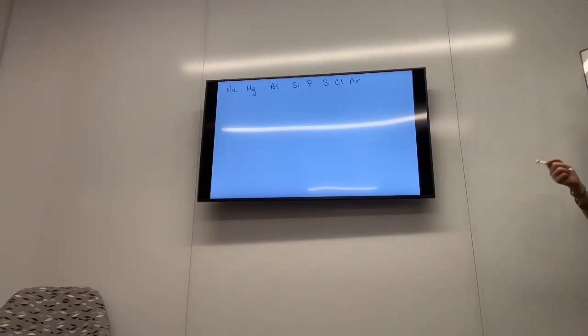Okay, so this is period 3. When we look at the electron configuration for all of these, we would have 3s1, this would be 3s2. I'm just going to write out the highest one: 3p1, 3p2.